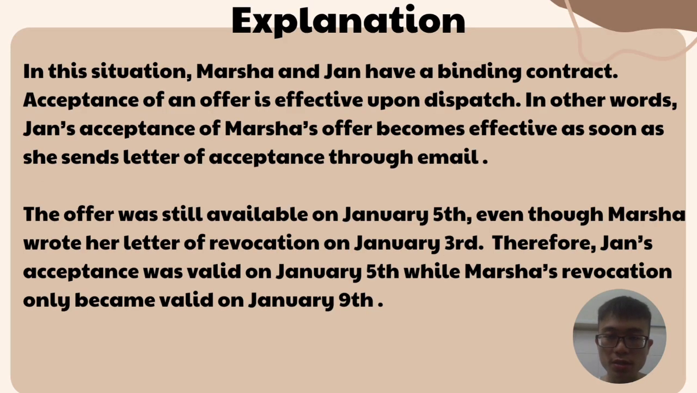In this circumstance, Marsha and Jen have a binding contract. The offer was still available on January 5th, even though Marsha wrote her letter of revocation on January 3rd. Therefore, Jen's acceptance was valid on January 5th, while Marsha's revocation only became valid on January 9th.